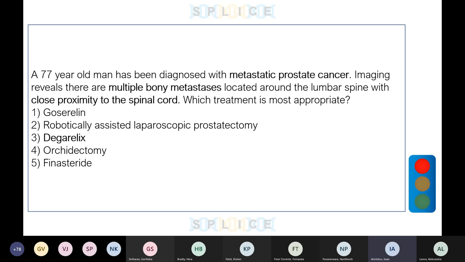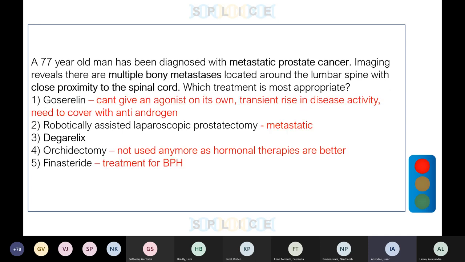Okay, so I think this one is one of those little niche points that is probably worth knowing. The reason why it's not Goserelin on its own is because you can't give an agonist on its own, especially when it's very close to the spinal cord. You get that transient rise at the start, which increases the tumor size, and that could potentially press on the cord. So the best option here would be Degarelix, which is an antagonist.